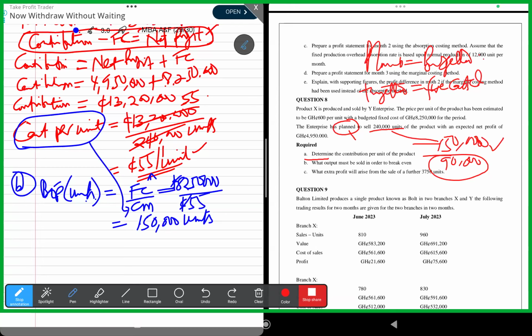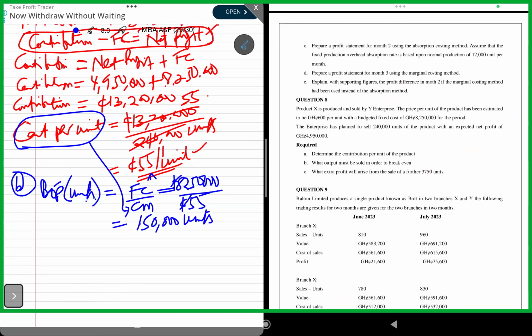But when they sell anything above 150,000, that is 151,000, they will start making profit, but a small profit. 152, 160, 170, 180, 190, they will keep making profit till they sell the 240,000 units. So the margin of safety is the difference between the planned sales and the break-even point. In other words, how many units should they sell to make profit? 90,000. Are you good? Yes. Good.